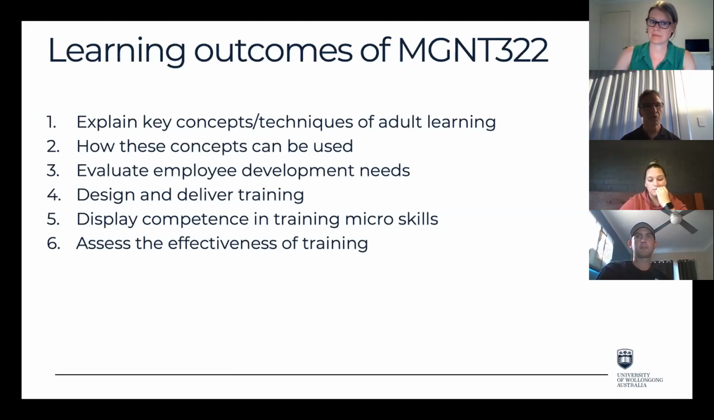Overall, we should be looking at one or two of those each week. So in this session, we're going to look at point 1, key concepts and techniques of adult learning; 2, how this concept can be used; and then we're going to start looking at number 4, design and deliver training. And then a little bit of displaying competence and training micro skills. So there's quite a few of the learning outcomes that come into play in this session.